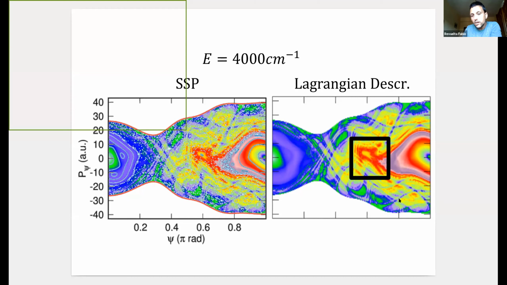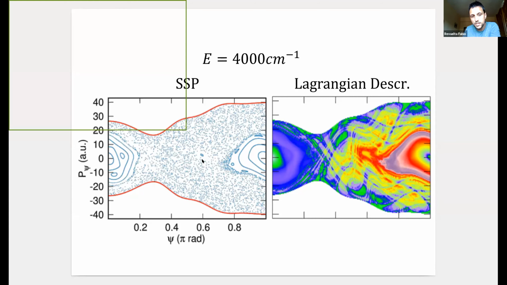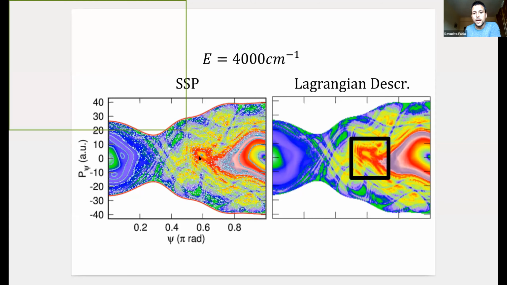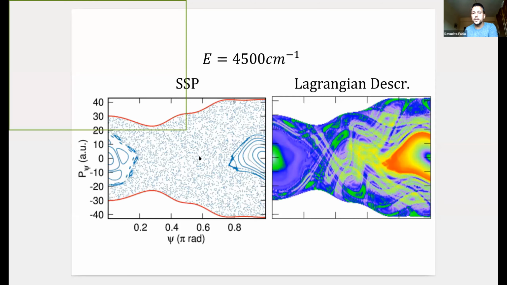Okay, and you can also visualize here a region that is very interesting. It corresponds to a stability island, right? That is also visible in the Poincare surface of section. Here, there's something going on. I mean, the chaotic trajectory cannot enter there. And I will talk about it in a couple of minutes.